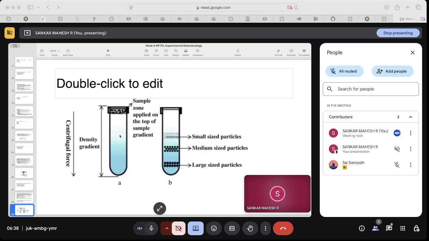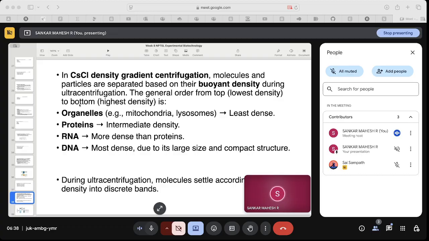You might not be able to visibly see them, because unlike pelleting, where they all get to the bottom of your falcon tubes, here they might be suspended. It might be precipitated. We don't really know, but you will definitely be able to isolate macromolecules that have the same density. That is for sure. As long as these components have different densities, which is true, you'll be able to separate them. Does that answer your question? Yes, sir. Okay.